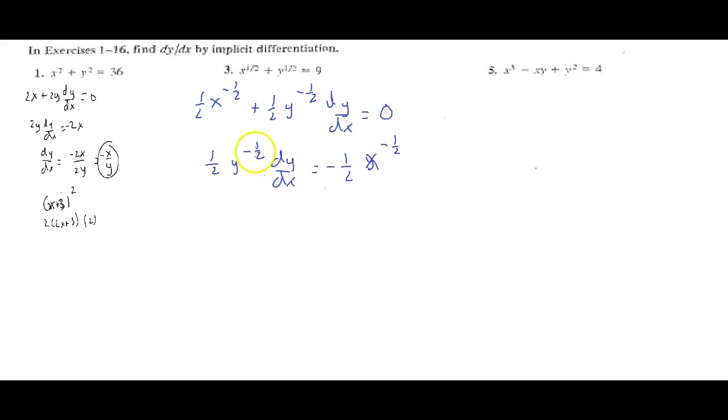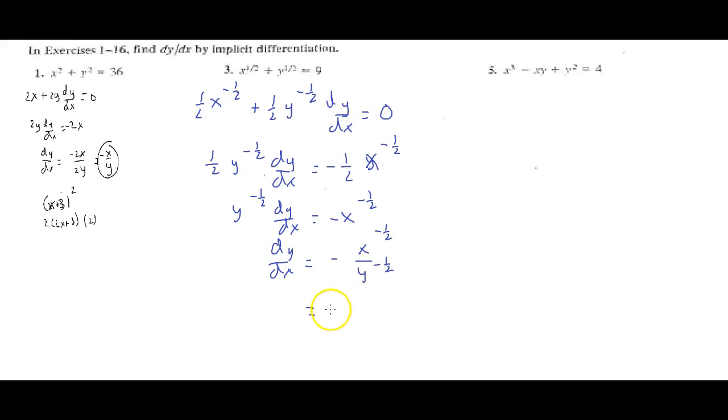And then I'm going to multiply both sides by 2 to get rid of those 1/2s, because that's really bugging me. y to the negative 1/2 dy/dx equals negative x to the negative 1/2. And then I recognize this y to the negative 1/2, so I divide both sides by that, and I get my derivative. And of course, this is written really badly. We got a negative power on the bottom, and that means just flip it.